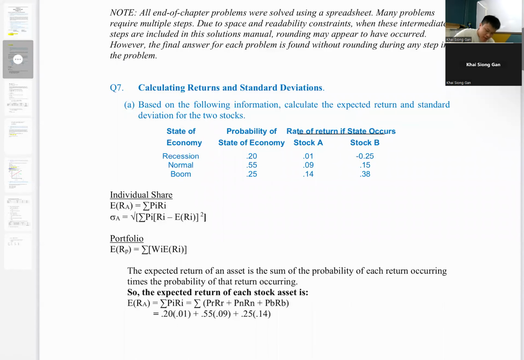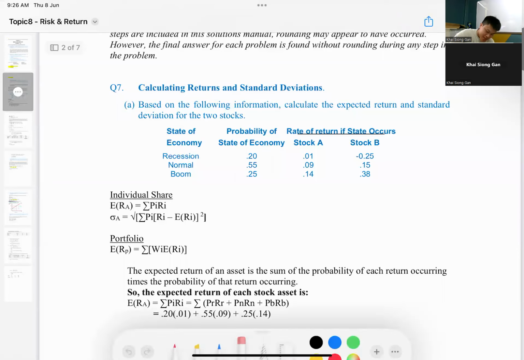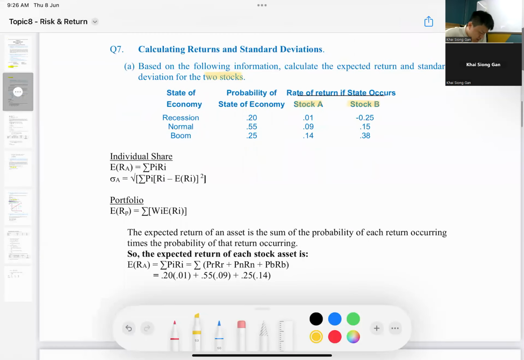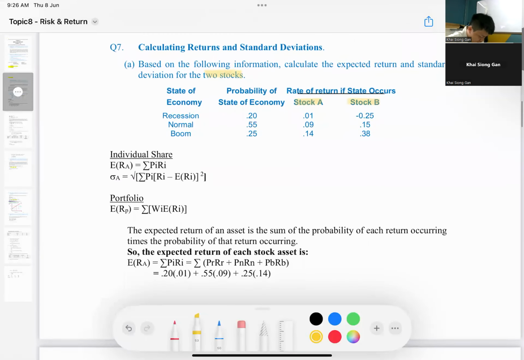We have to calculate the individual asset. So what's the question? Based on the following information, calculate the expected returns and standard deviation for the two stocks, stock A and stock B. So what we need to do, where's the question? We have to calculate the two stocks, so this is an individual asset. We calculate the individual asset first.